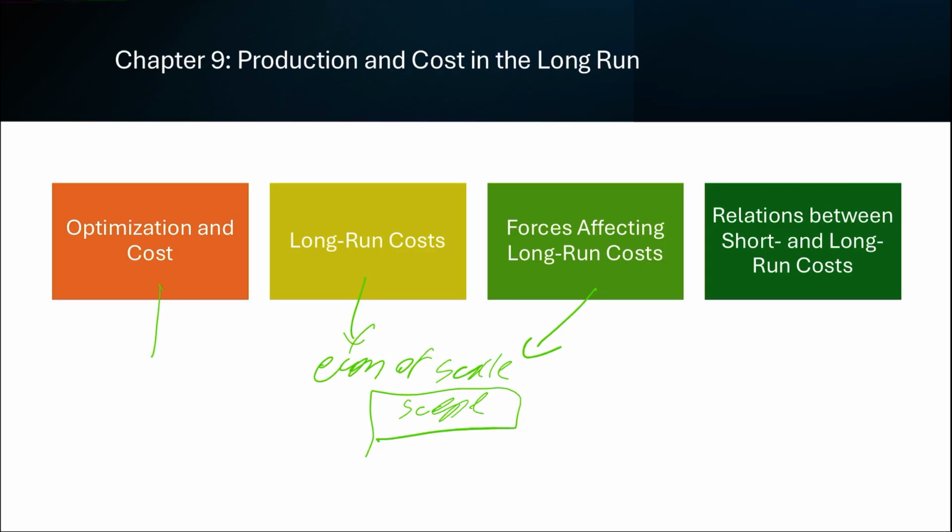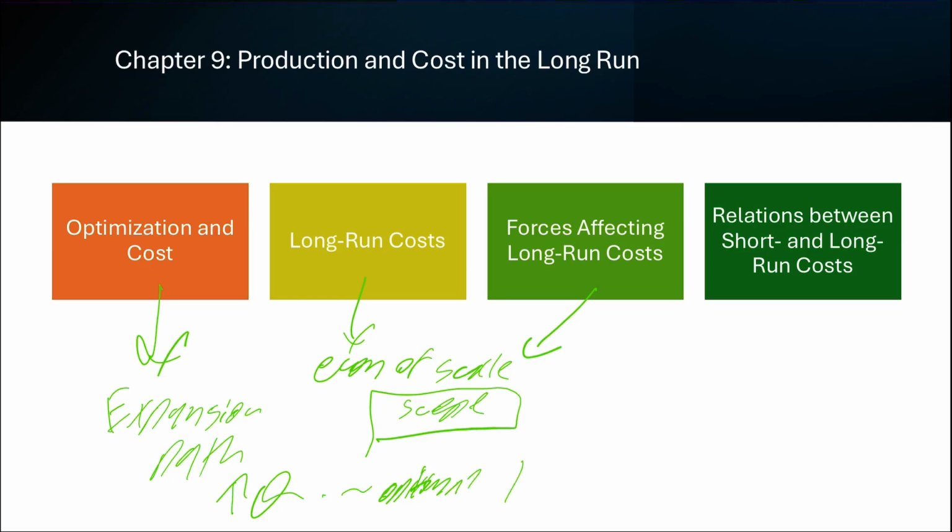And then in terms of trying to think about this optimization, we want to look at this expansion path, which is really just saying as we increase the quantity, what are our optimal combinations of capital and labor for each quantity as we increase that quantity. That tells us our expansion path.